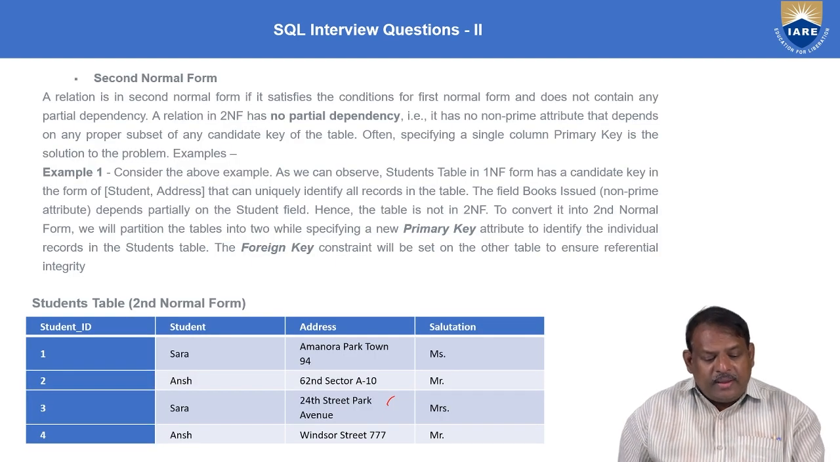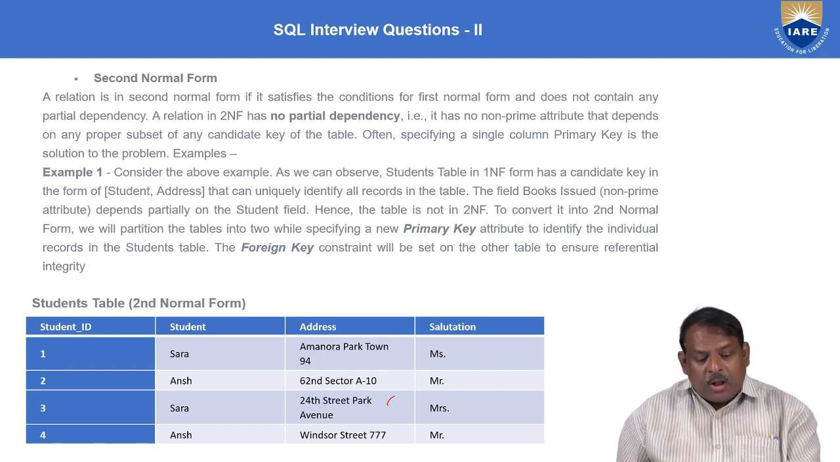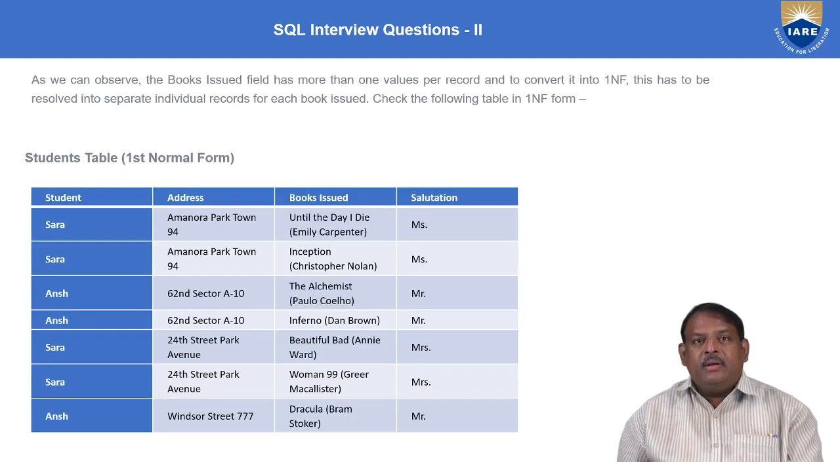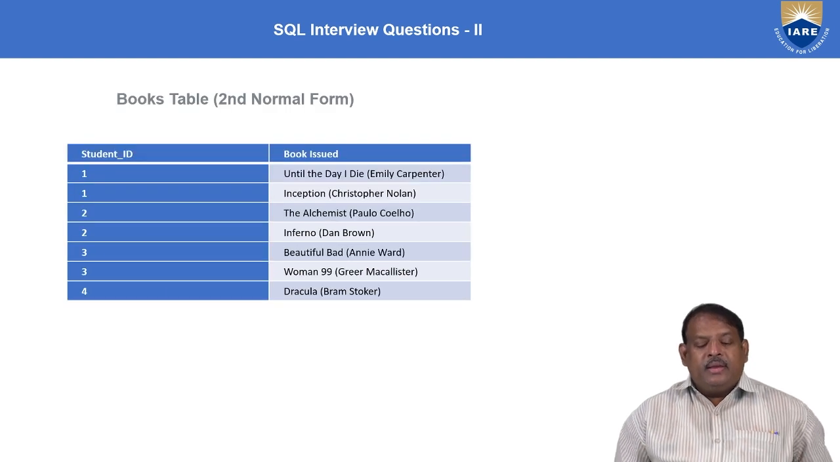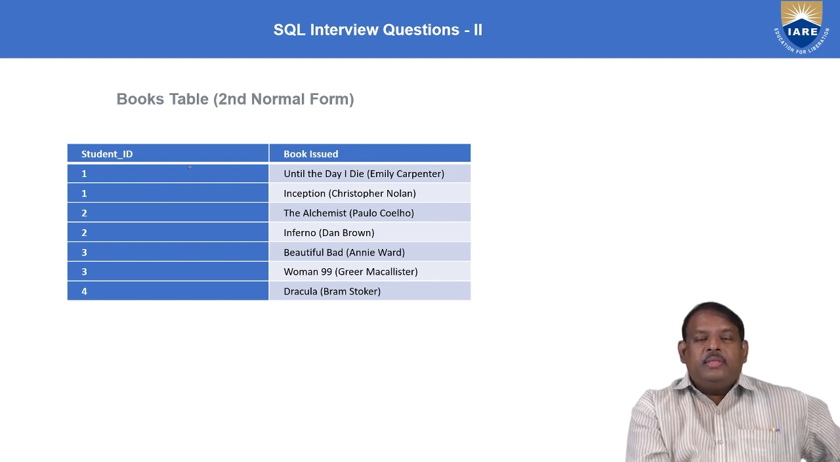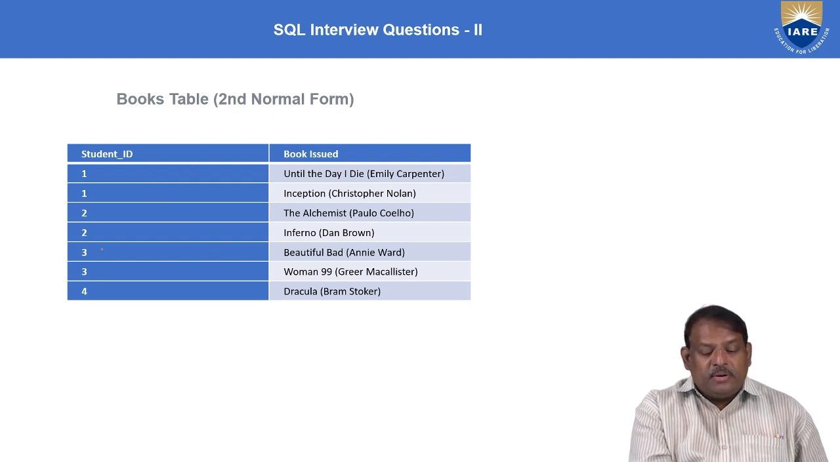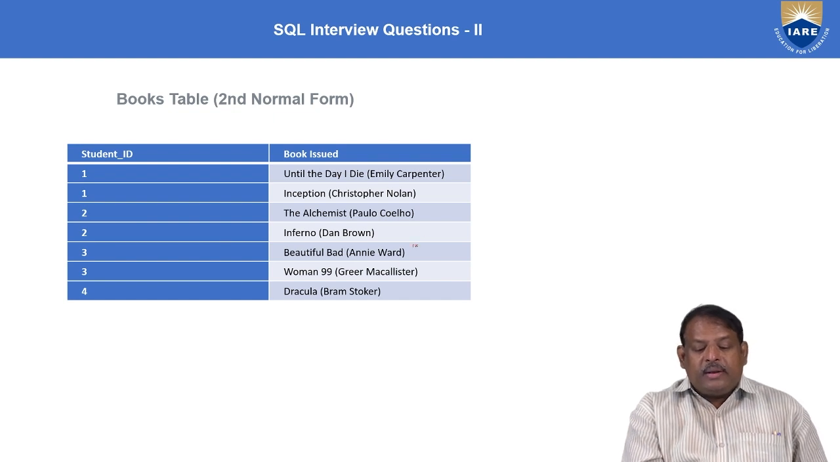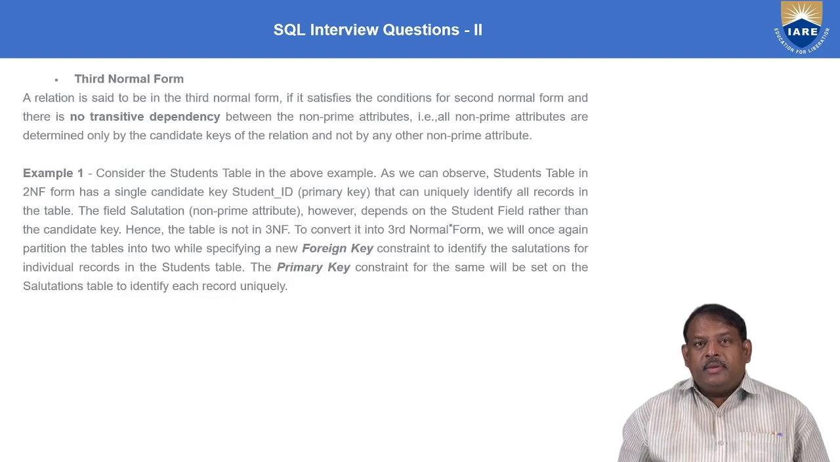See, student ID is 1, 2, 3, 4. The combination of student ID and address can be made a primary key, or the student plus address can be made a primary key. In this case, as the student ID is unique, I am making this a primary key. I'll use this in the second table as a foreign key relation. So here, if I want to know the books taken by person 3, I can get it directly by joining these two tables. Now this is the second normal form.